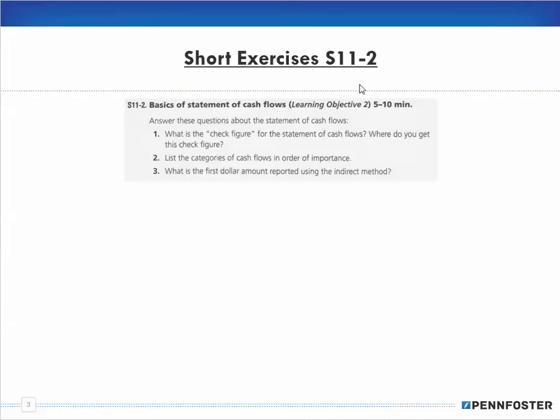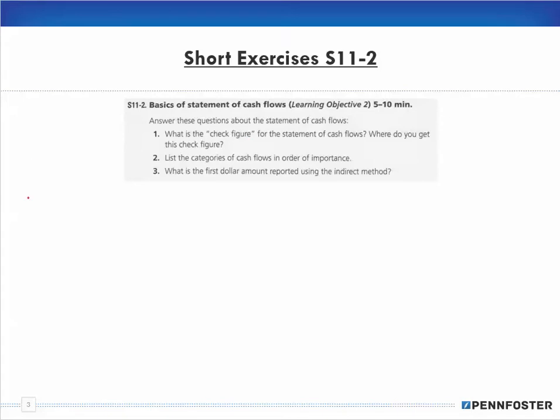All right, so let me get my pen here. The short exercises, and we're starting out with 11-2. It says basics of statement of cash flows. Answer these questions about the statement of cash flows. Right, 1, what is the check figure for the statement of cash flows, and where do you get this check figure? 2, list the categories of cash flows in order of importance. And 3, what is the first dollar amount reported using the indirect method? Right, so getting the check figure is the change in cash, which can be found on your comparative.